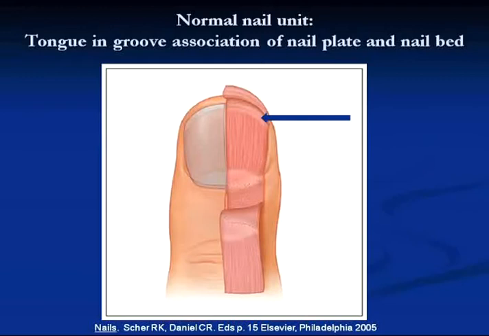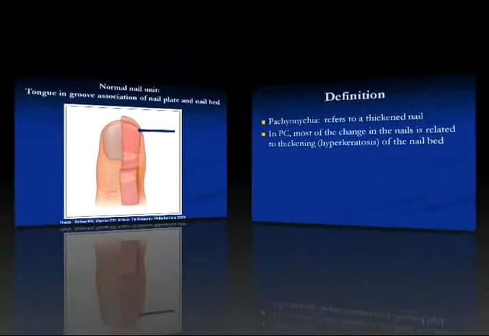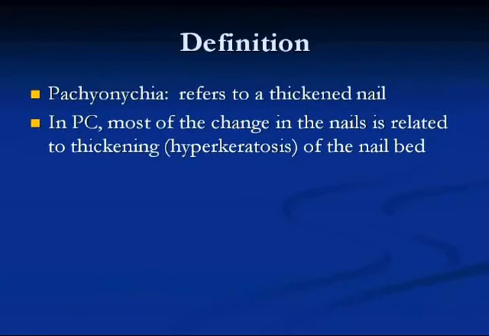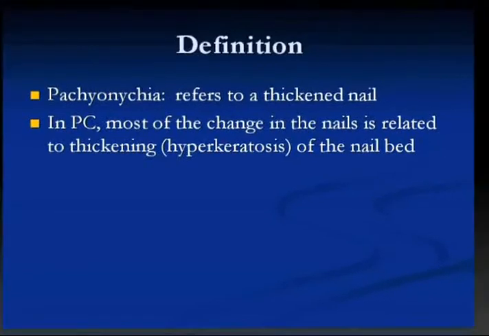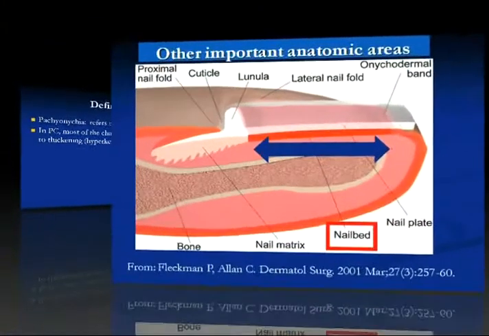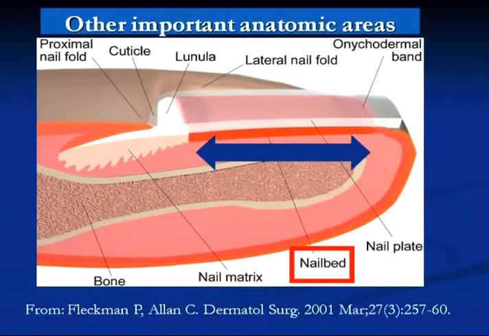So we've already heard about the word Pachyonychia. It refers to a thickened nail. And I mentioned here that in PC, most of the change in the nails is related to thickening or hyperkeratosis in the nail bed. Here's that area over here, and you can see that over-curvature, which is this, quote, classic feature of PC nails, when all this hyperkeratotic material pushes the nail up and causes a bowing of the overlying nail plate. So, Mary said it, I'll agree.